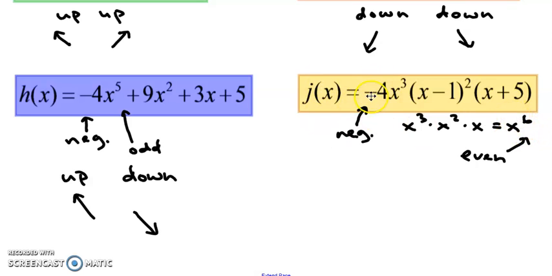So negative leading coefficient, I end up with a degree of 6, so that's even. And again, that is like a parabola that is flipped down, so my end behavior is down, down. So there may be some instances where you have to multiply that out to figure out your degree.